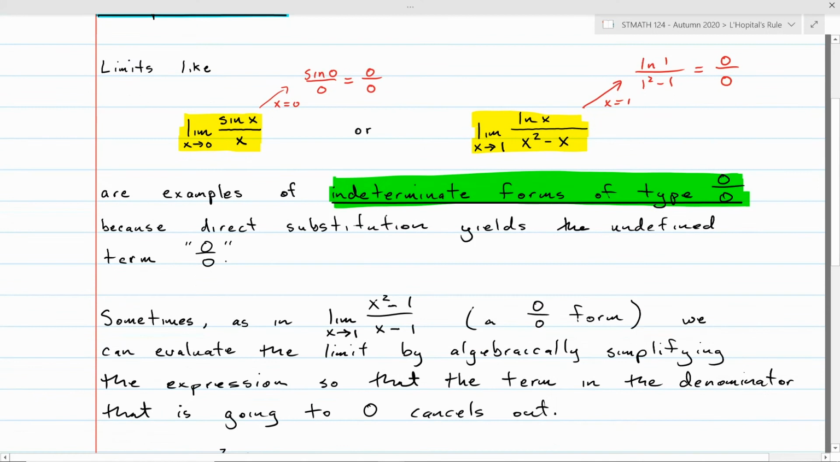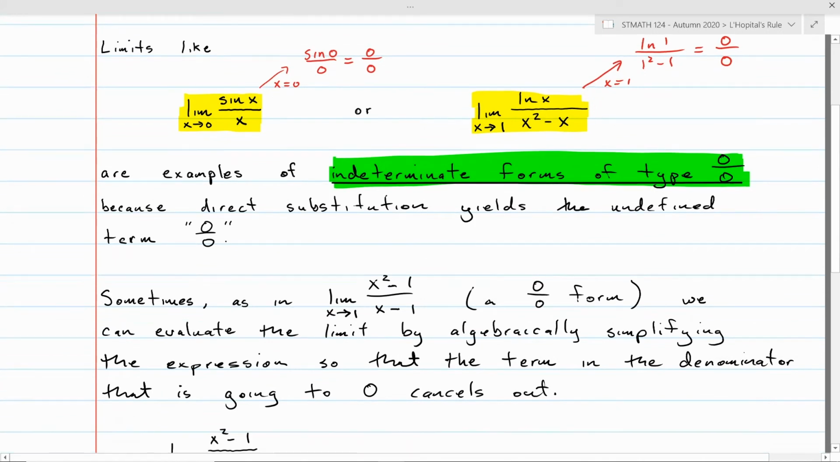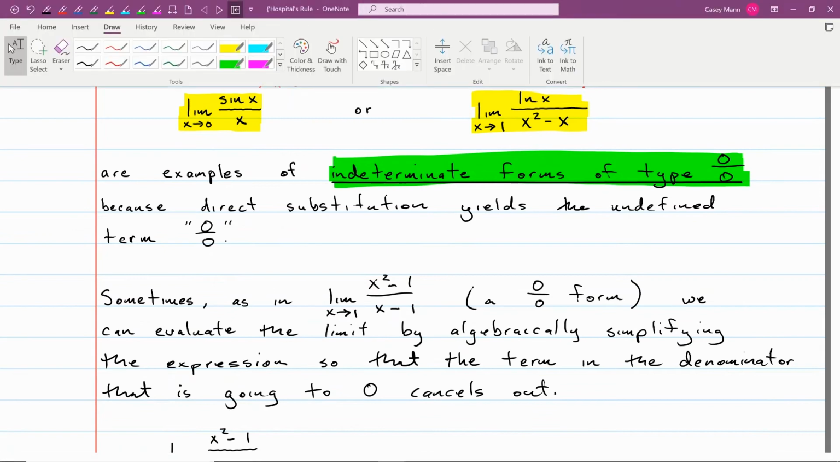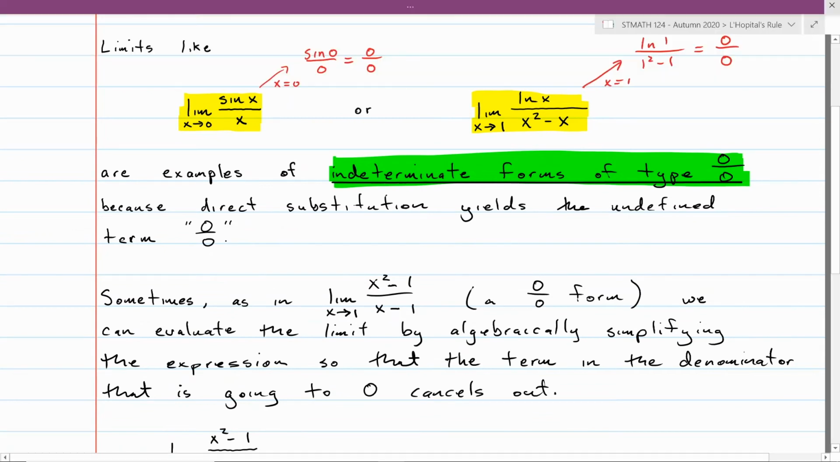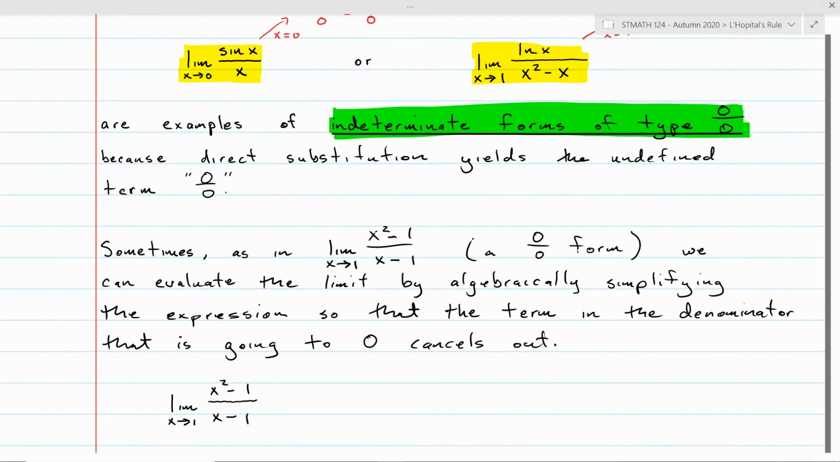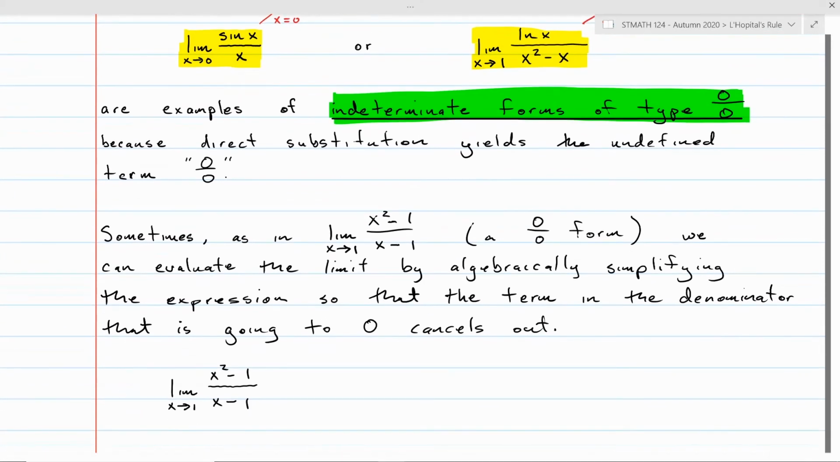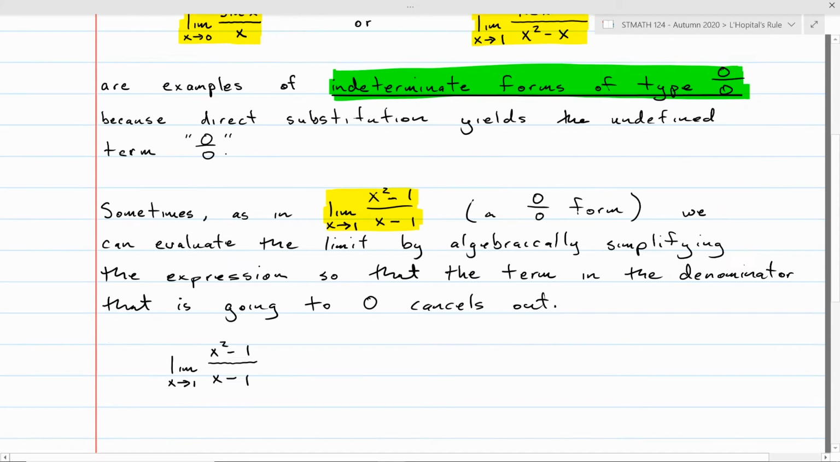And they're called that because when we try to do direct substitution, that's what you get, 0 divided by 0. Now we did see in the past that there are times when you have a 0 over 0 form that you can do some algebraic manipulation and actually end up being able to evaluate the limit. This example here where we do the limit as x approaches 1 of x squared minus 1 over x minus 1. Now you can see plainly that direct substitution yields 0 over 0, so this is a 0 over 0 indeterminate form.